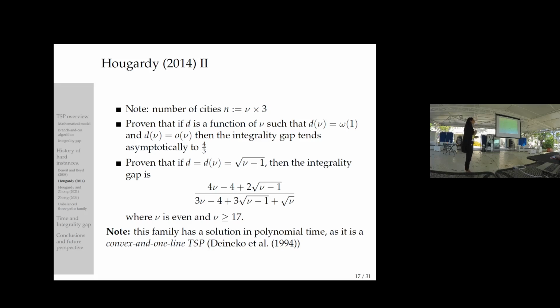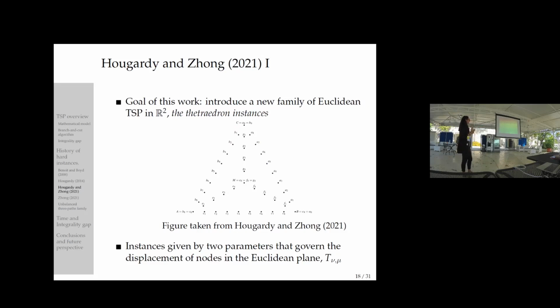The authors were able to prove that if we choose d according to a specific condition as a function of nu, the integrality gap asymptotically tends to 4/3. More specifically, they prove that if nu is even and nu is greater than 17, they were able to compute the integrality gap in closed form. And actually, this family has a solution in polynomial time because it is a very specific case of the Euclidean TSP called convex and one-line TSP. So the previous family has a solution in constant time, and this has a solution in linear time.